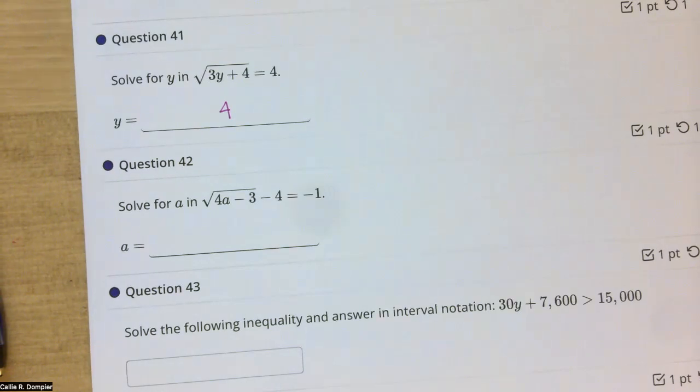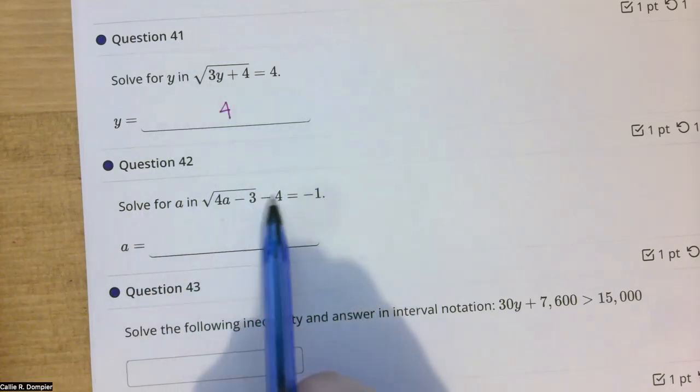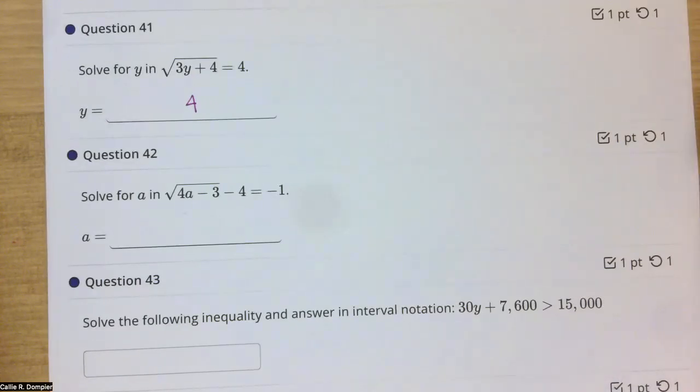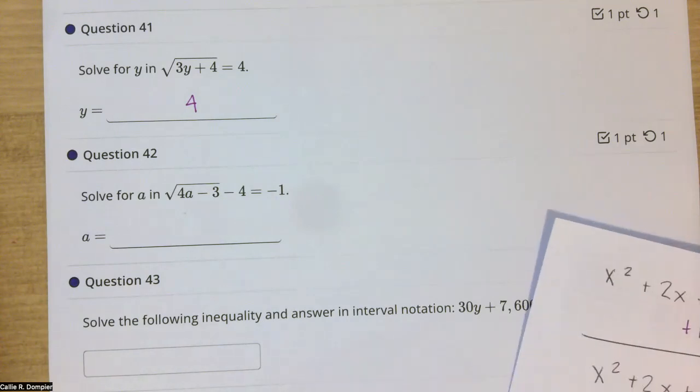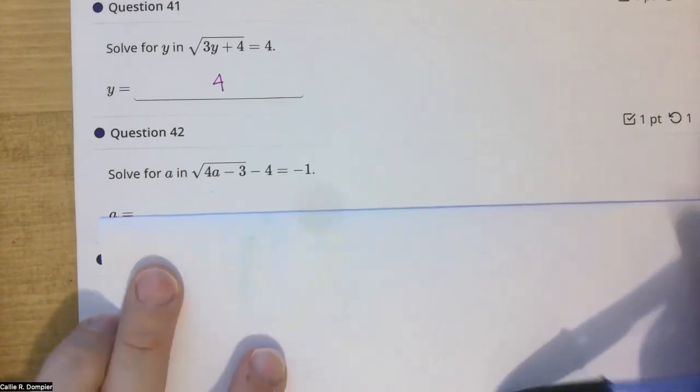All right, for number 41, what you want to do is isolate the radical on the left. So it'll be just like this one, but first we need to move that negative 4 over to the right side before we square everything. It might still work if you don't, but I find this to be the easiest way.